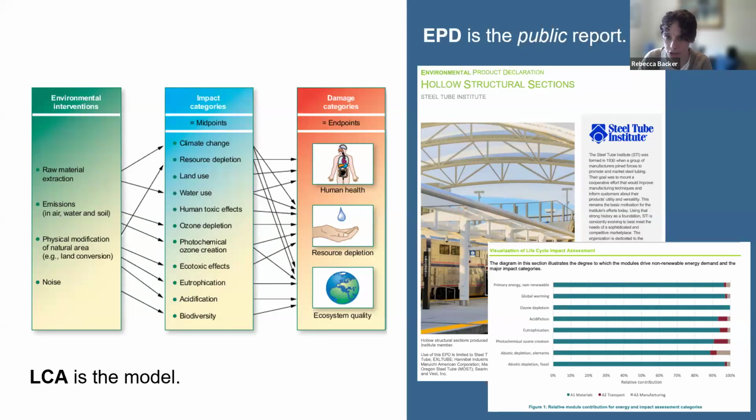And then, as I mentioned previously, all of this is summarized in some nice graphs and tables and reported in the EPDs that you will use when you're designing and building your buildings. An example of some of those graphs is pictured here on the right.